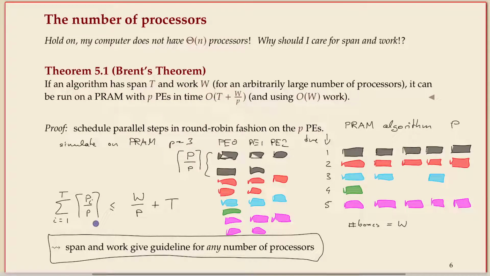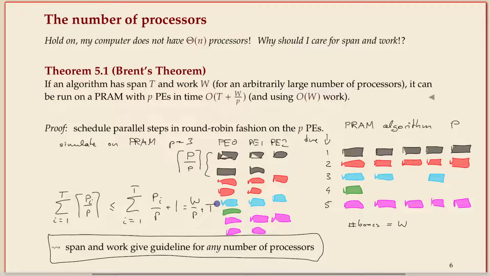And if you sum these up over all the times, then the P_i are summed to W, but because of the rounding up, you need to add a plus T. You have at most +1 in each step. Let me smuggle in an intermediate step here to make that clearer. If you round something up, you can always bound that by adding 1 and drop the rounding. And then that sums to W over P plus T.